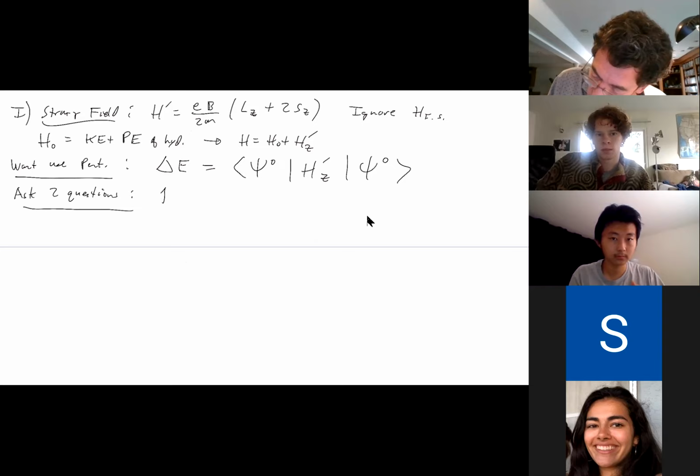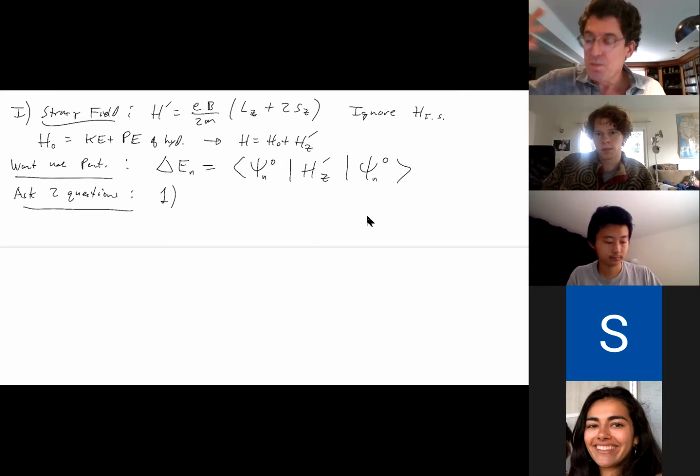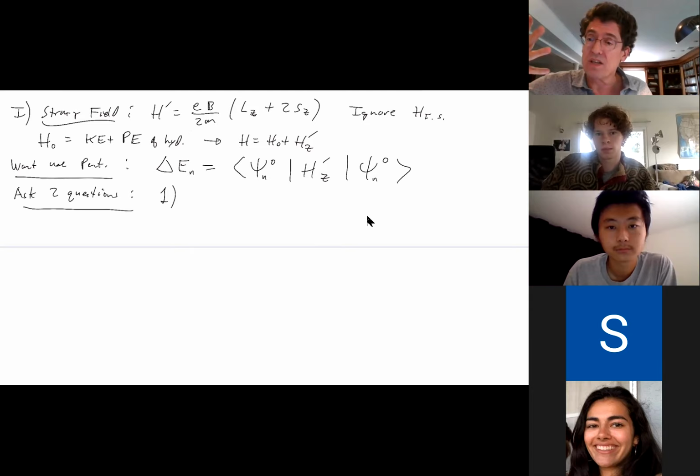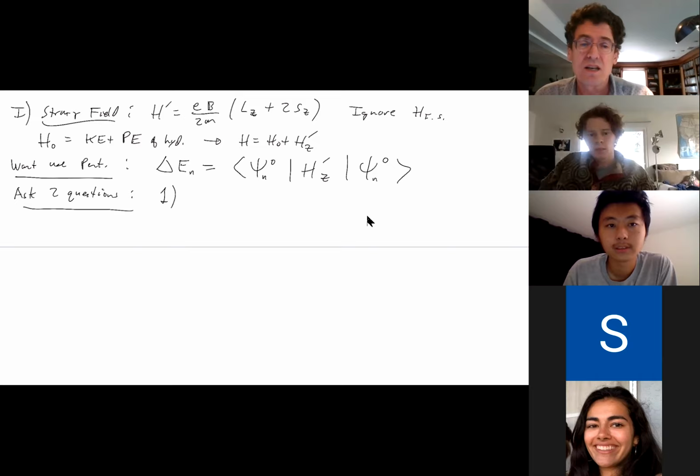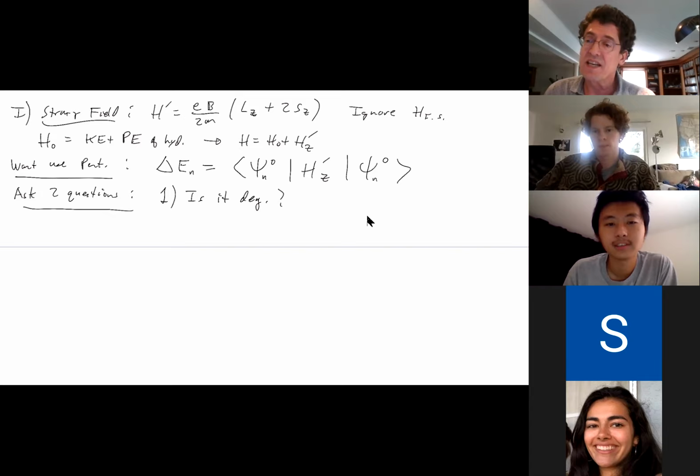What's the first question? We want to use the simple perturbation formula to calculate the energy splitting of the Zeeman effect in this strong field regime. But what are the two questions that we ask? What's the first question? Degeneracy, like, is the n state degenerate? Is it degenerate? And what's the answer? Is the n state degenerate? Yes or no? Yes.